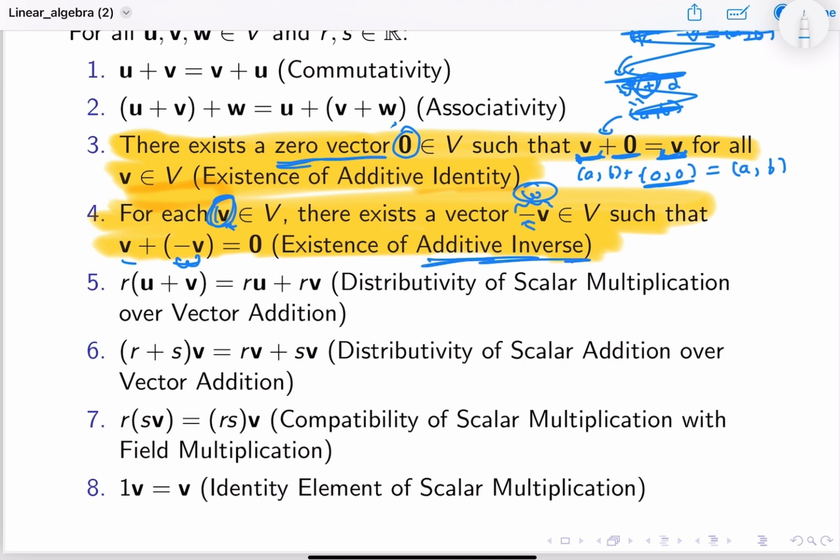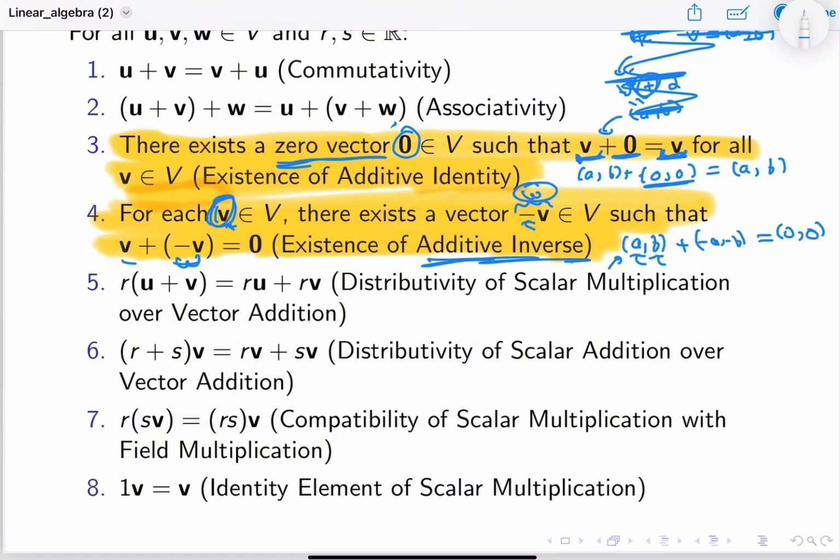I mentioned to you that, for example, in R2, every element (a, b) has an inverse. What's the inverse of (a, b)? What's something that when you add it to (a, b) gives you the 0 of R2? What's the 0 of R2? Well, it's (0, 0). What's the inverse? Intuitively, I need to cancel the first, so I'll put negative a here, and I need to cancel the second, so I'll put a negative b. So in R2, there does exist an inverse for every element in the vector space.